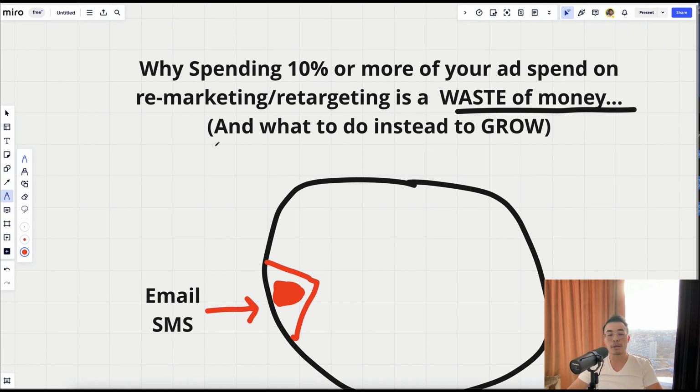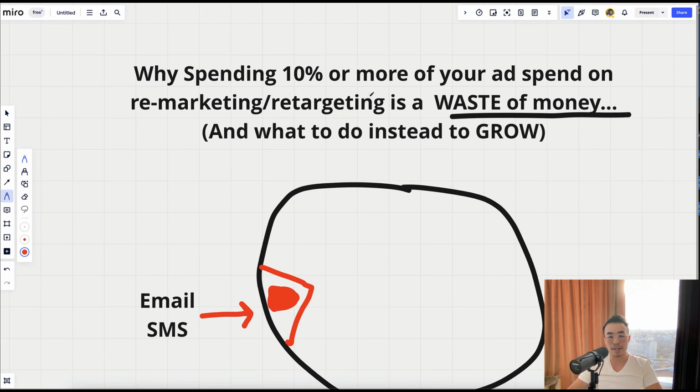So why on earth would you want to spend more than 10% of your ad spend doing the same thing that your back-end marketing is already doing? That's why it's a waste of money, because it's just overlapping. And if your agency is doing this, the ROAS looks really high, but it doesn't actually mean anything. It's actually inflated, because you already are remarketing and retargeting with your back-end marketing to your existing customers, which is what you already own. So that's why it's a waste if you spend 10% or more of your ad spend on remarketing and retargeting.